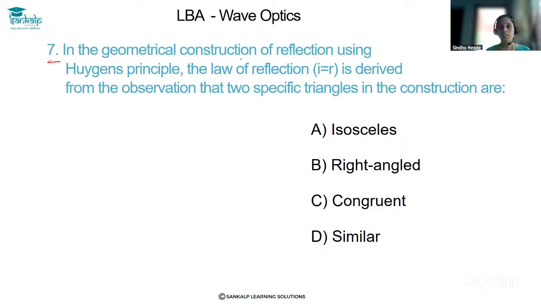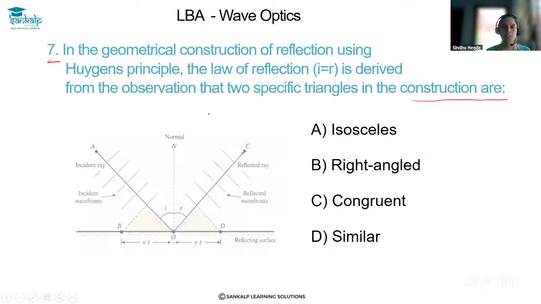Let us see question number 7. In the geometrical construction of reflection using Huygens principle, the law of reflection, i equal to r, is derived from the observation that two specific triangles in the construction are option A, isosceles, option B, right angled, option C, congruent, and option D, similar.